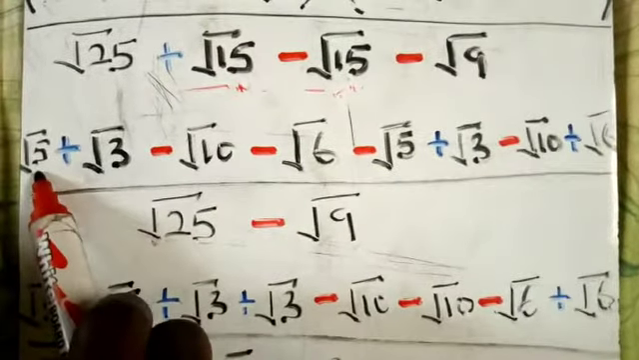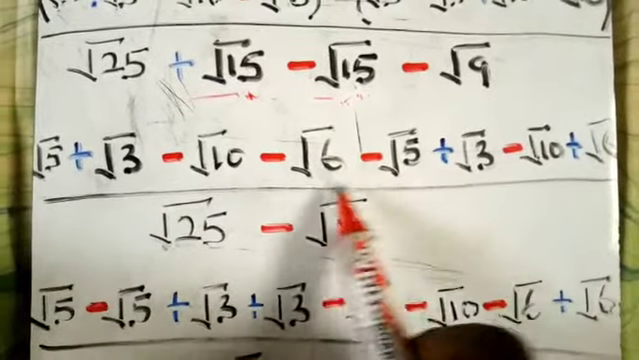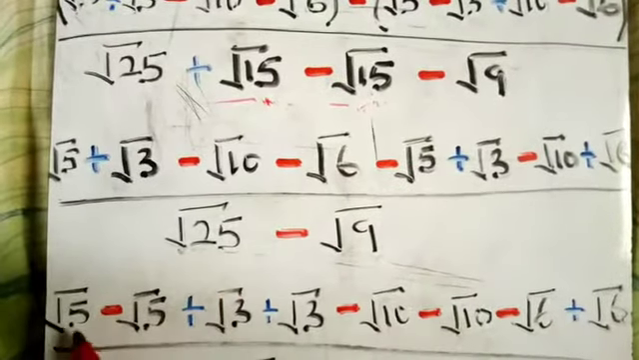Now I have a root 5 here, so let's check if we have another root 5 here. As you can see, there's another root 5 here, so minus root 5. Let's group them. We are just going to group them. Is that okay? Go to your friends. So let's move on.